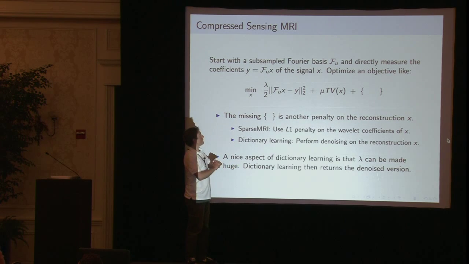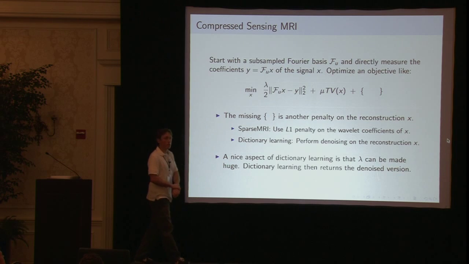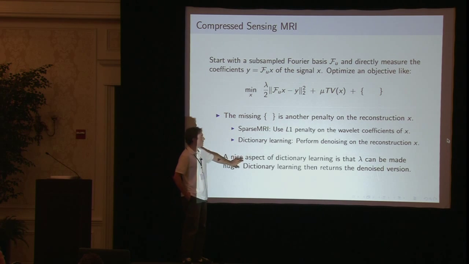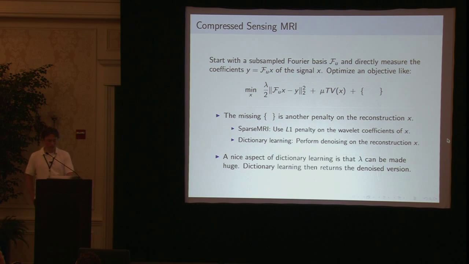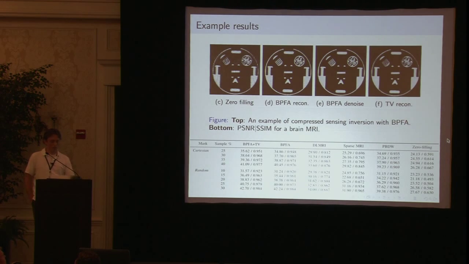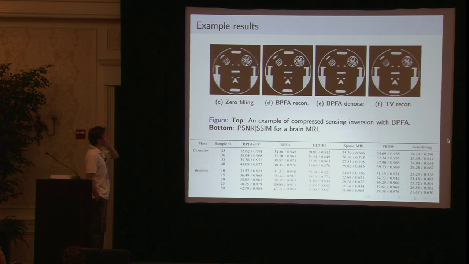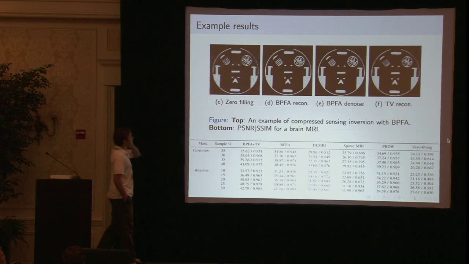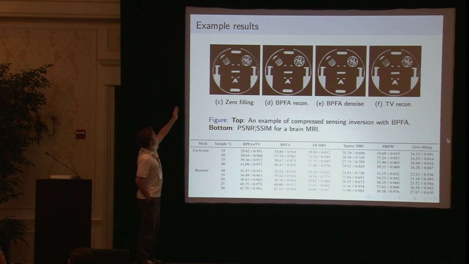So, for example, we can set lambda to be something huge, and then learn a reconstruction x with all the noise in it, but then the dictionary learning is going to give us the denoised version along with that as an output. So here's what we get with something like that. Here's toy data. This is 30% Cartesian sampling of this image. And you can see that if we just do zero filling and reconstruct it, we get a noisy reconstruction with some artifacts because of the zero filling.